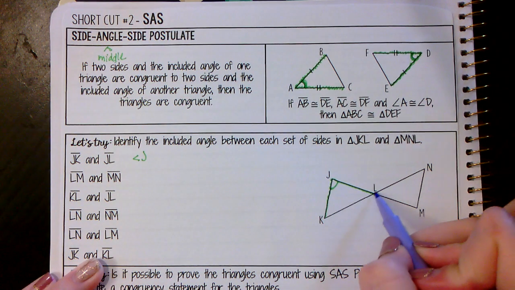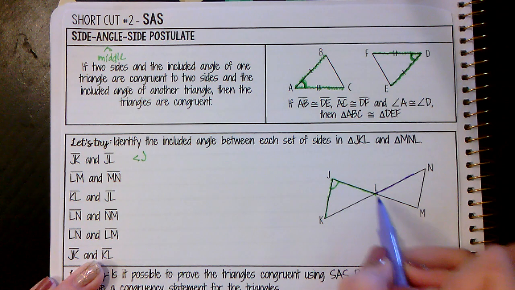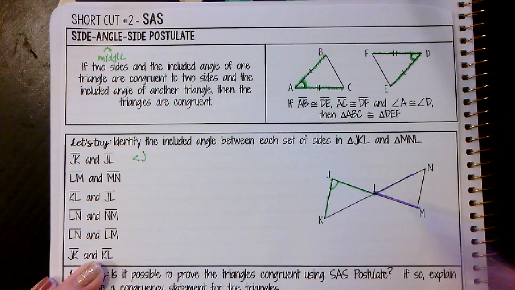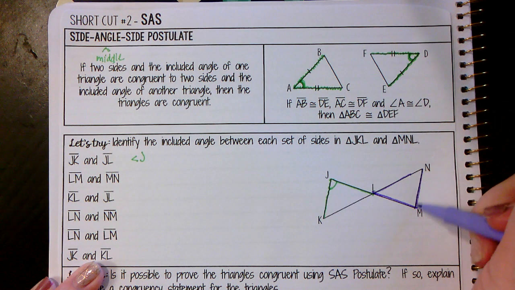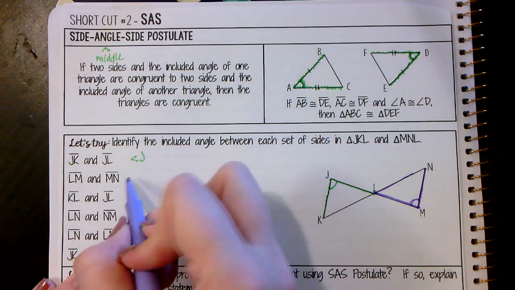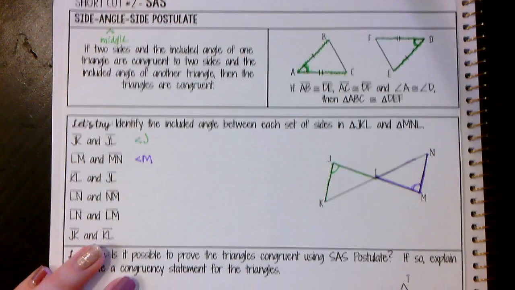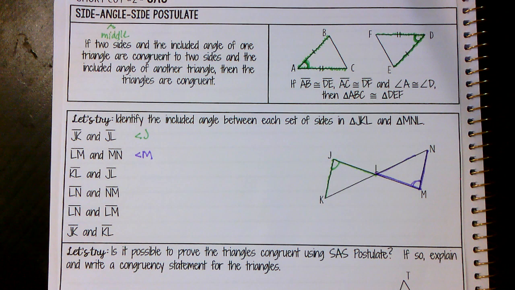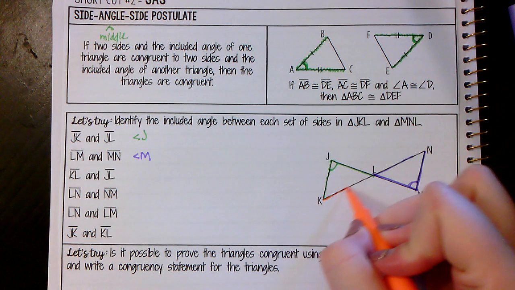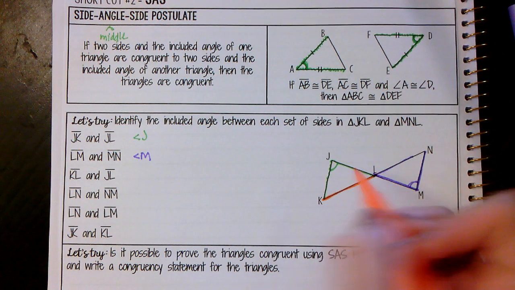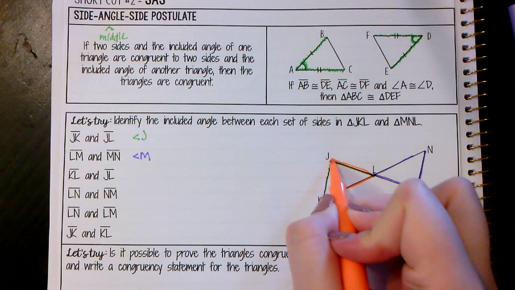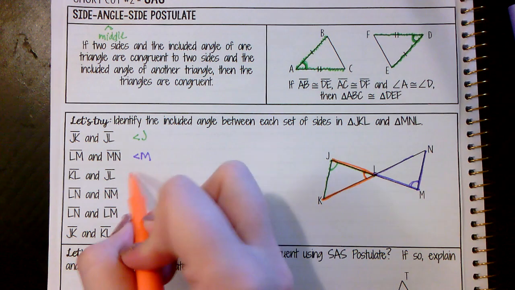Between LM, oops, that's LN. Between LM and MN, right here, is this angle, angle M. So again, it's very important to note the angle has to be between the two sides. Where those two sides come together and meet, that is your angle that you're looking at. KL and JL. Those two come together and meet at L.